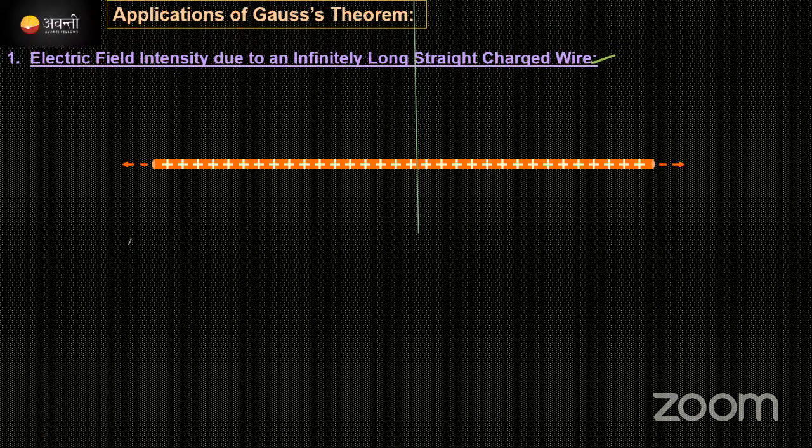Flux will not depend on the Gaussian surface. It doesn't depend on the Gaussian surface at all. You may take a small area or a larger area, no problem. Okay, see here, I will explain only this concept.